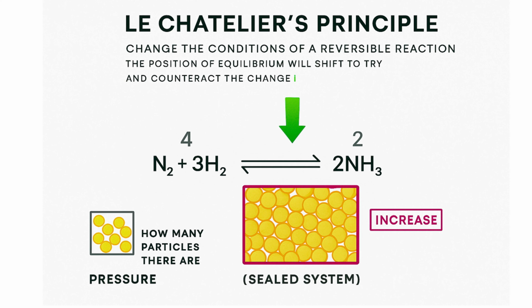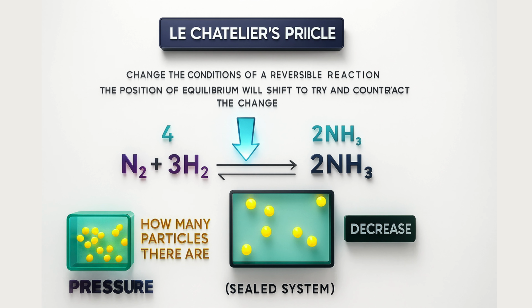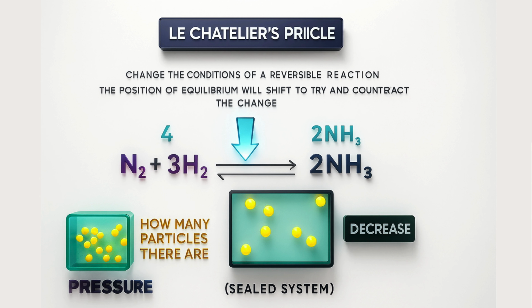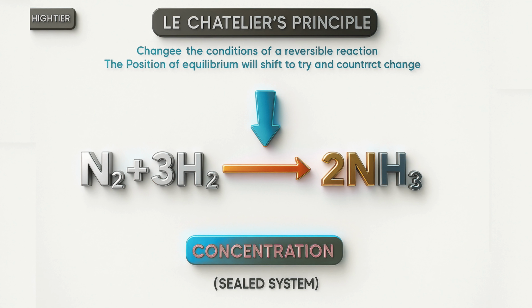Looking at our ammonia reaction again, we have 4 molecules of gas on the left side, 1 nitrogen and 3 hydrogen, and only 2 molecules of ammonia on the right. So, an increase in pressure causes the equilibrium to shift to the right, favoring ammonia production. Conversely, if we decrease the pressure, the equilibrium will shift to the left to produce more gas molecules and restore the pressure.